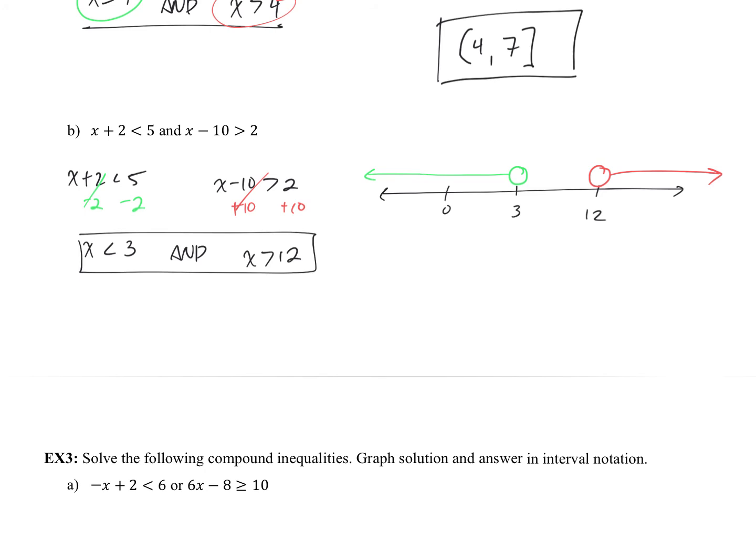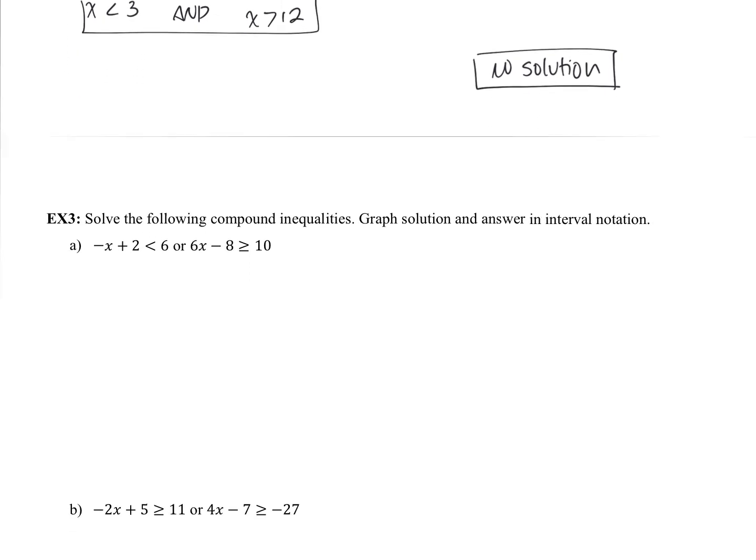So is there an actual answer of where they intersect? The answer is no. So what would our solution be? Well, there is no solution. They don't intersect. So our answer would be no solution. There is no interval notation for this because there is no actual interval where they work.